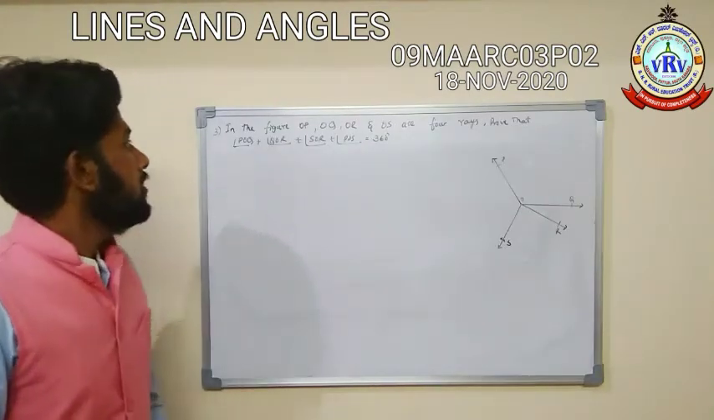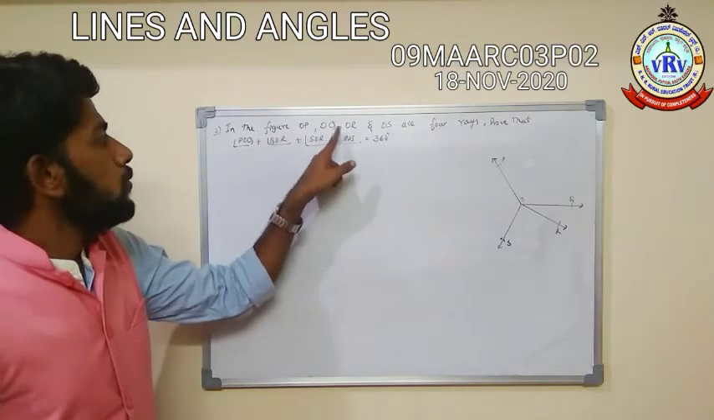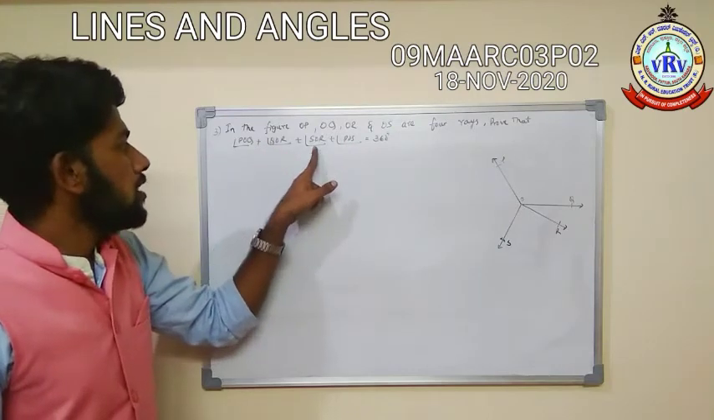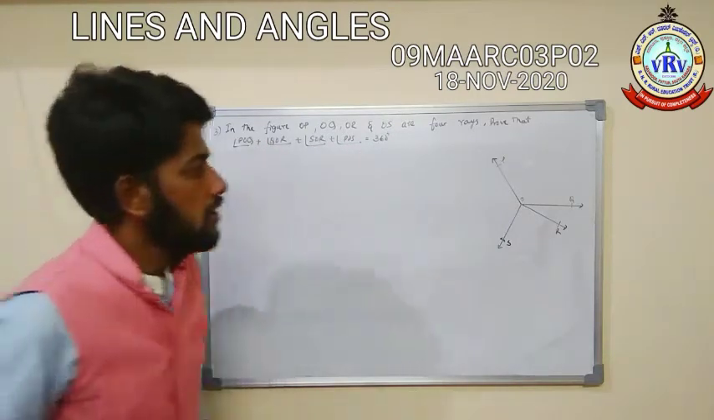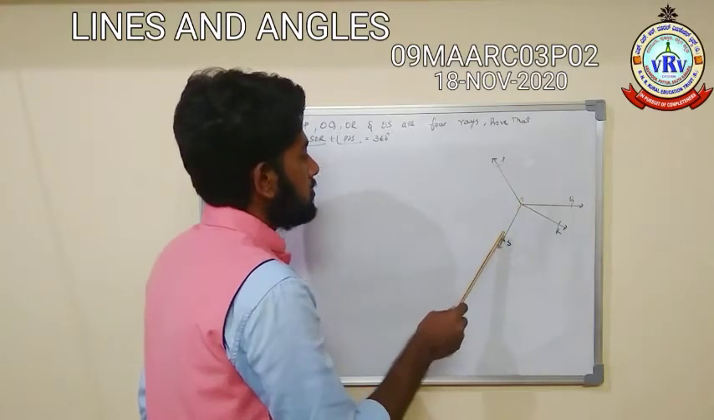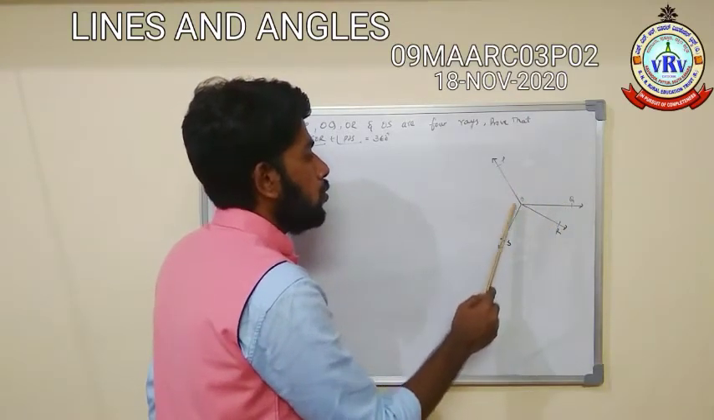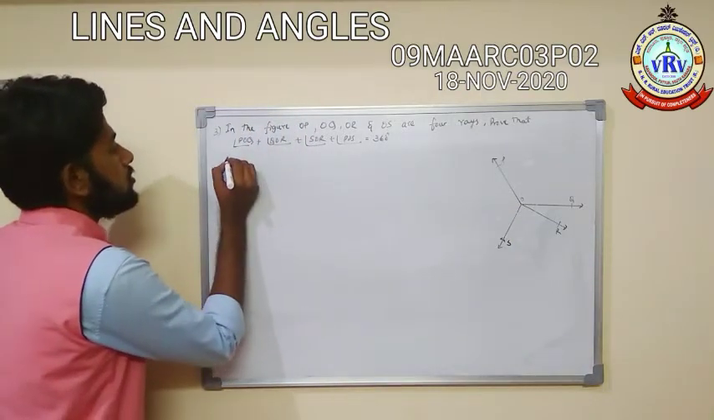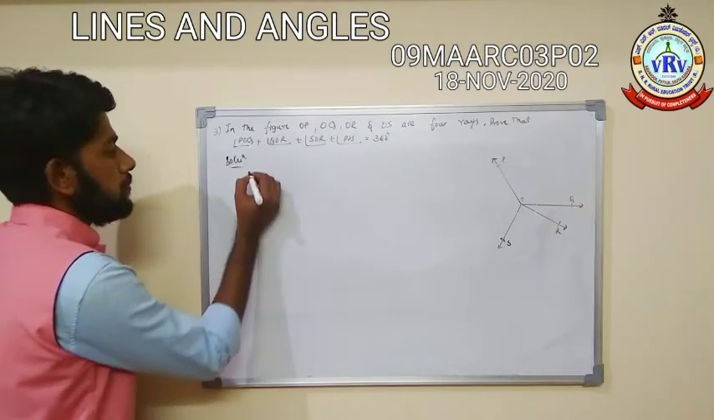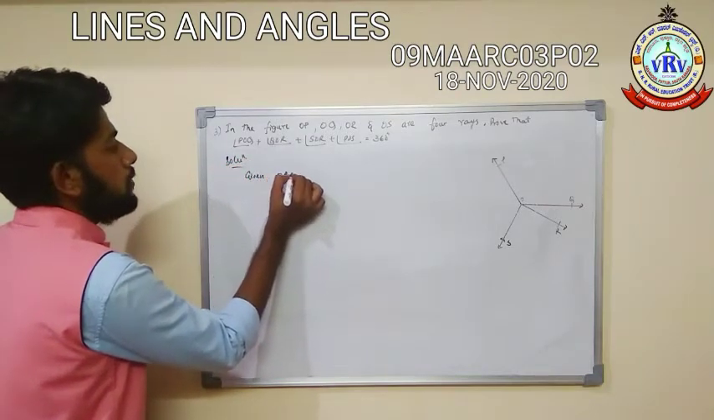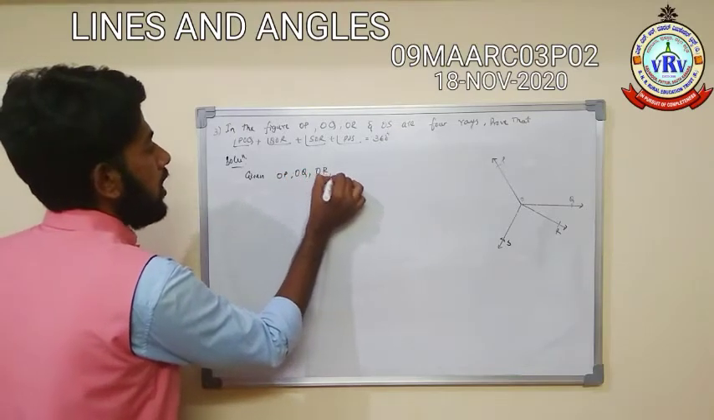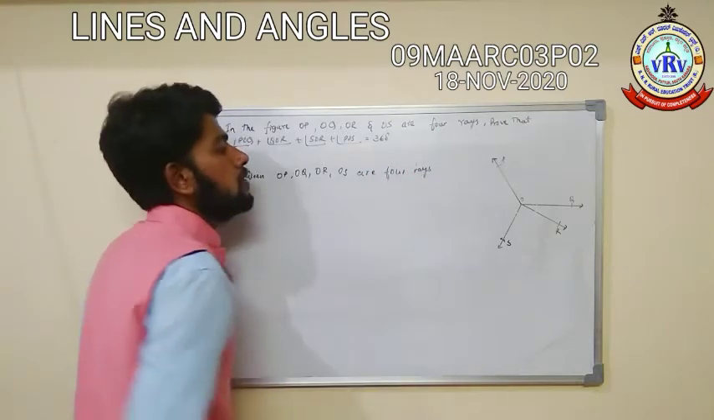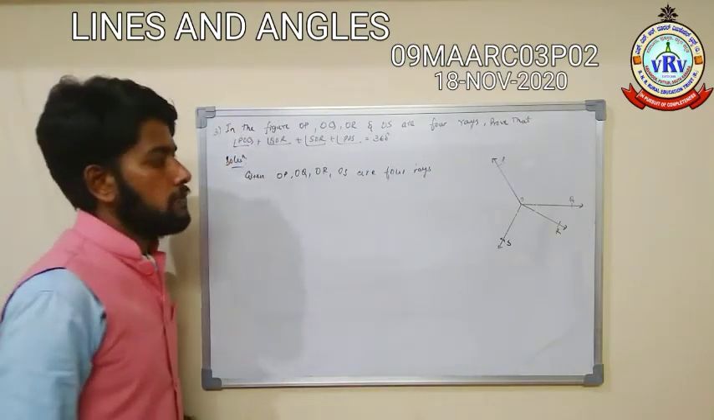In this example, it is given that OP, OQ, OR and OS are 4 rays. Prove that POQ, QOR, SOR and POS, the total angle is equal to 360 degrees. That we have to prove. So write the solution. Given OP, OQ, OR and OS are 4 rays.